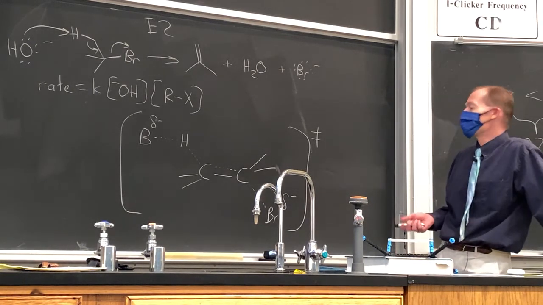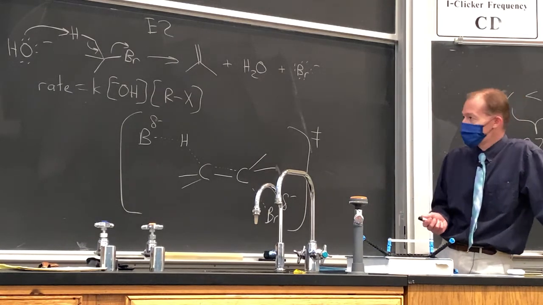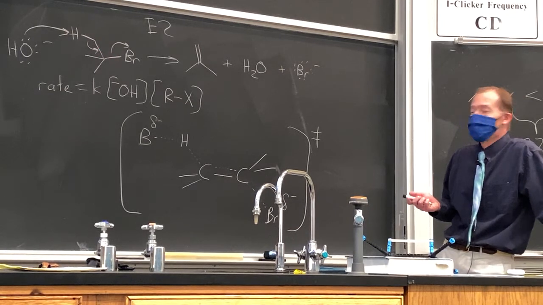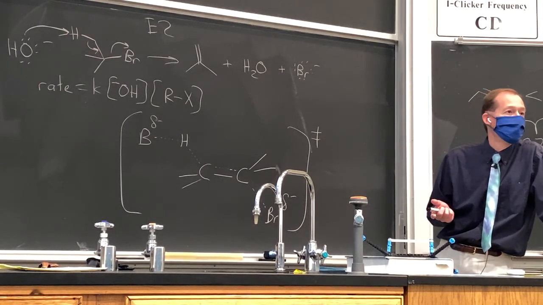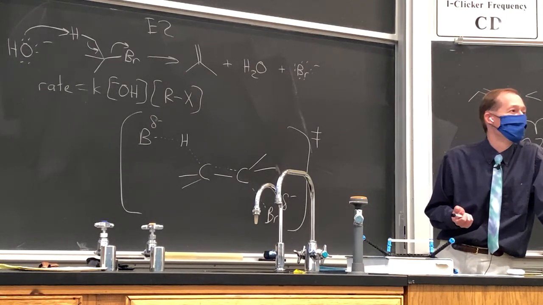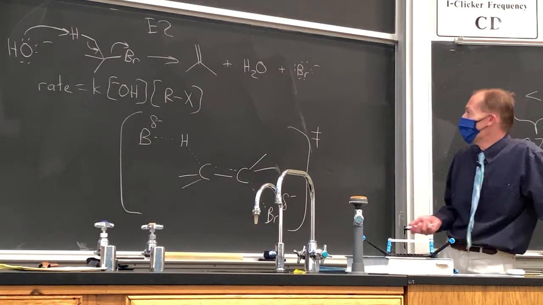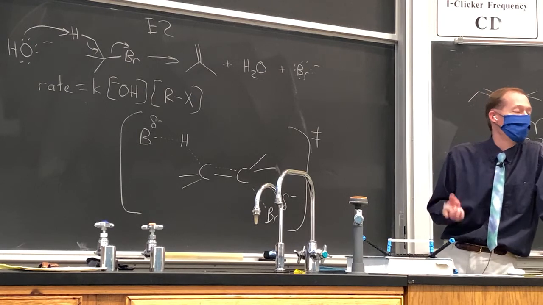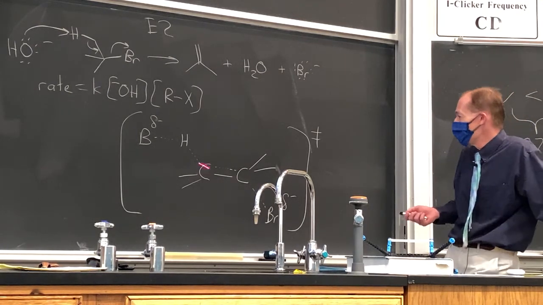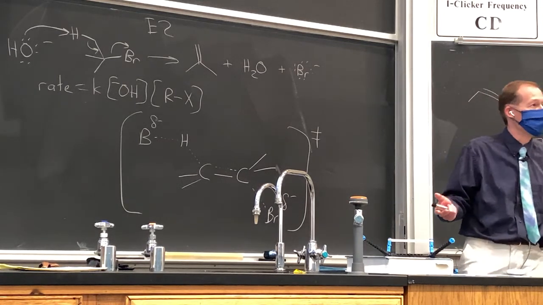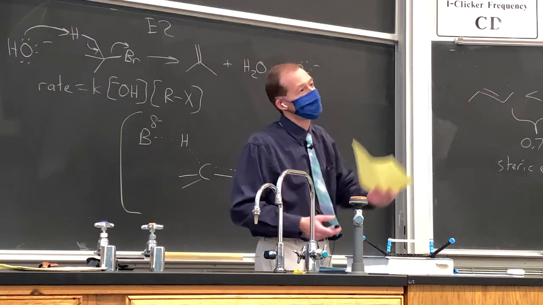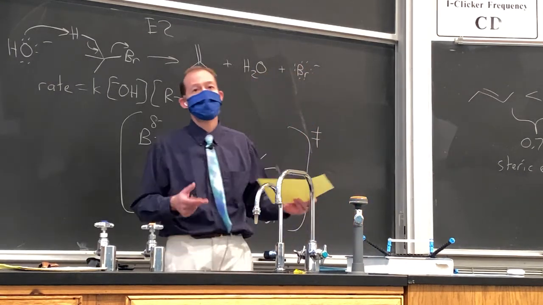So let's talk about hybridization. What's the hybridization of these 2 carbons in the alkyl halide? When it's an alkyl halide, what's the hybridization? sp3. In the product, when we form the alkene, what's the hybridization? sp2. So what's the hybridization of these 2 carbons at the transition state? sp 2.5 is a good answer. It's going to be in between sp3 and sp2.